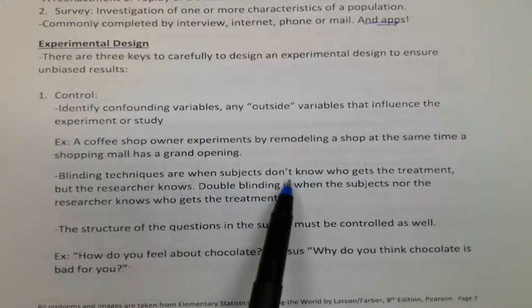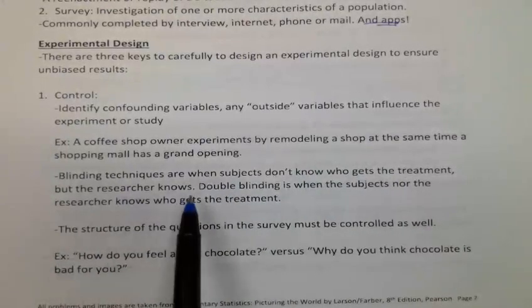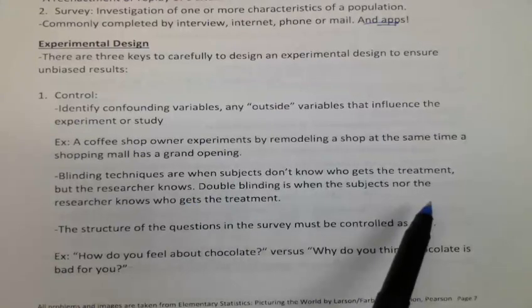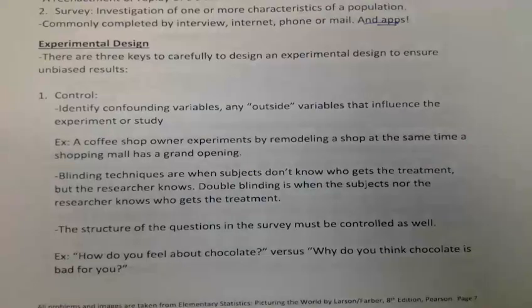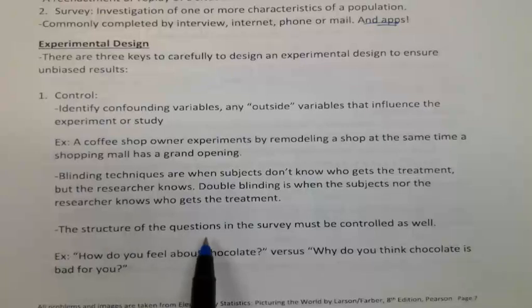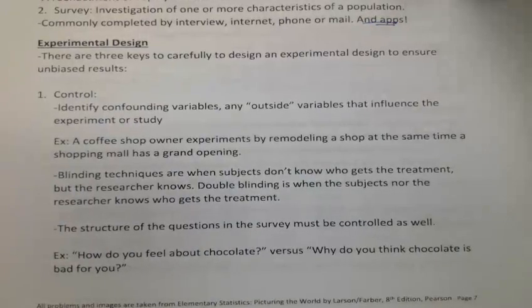Blinding techniques are when subjects don't know who gets the treatment, but the researcher knows. Double blinding is when neither the subjects nor the researcher knows who gets the treatment. So when we're talking about control, we're looking at whether the subjects know who is getting the real drugs, the real treatment or fake treatment. Does the researcher know? Does anyone know? So that can be a factor in getting good results. Who knows what? And then the structure of the questions in a survey must be controlled as well.